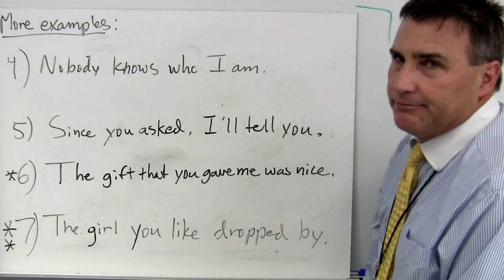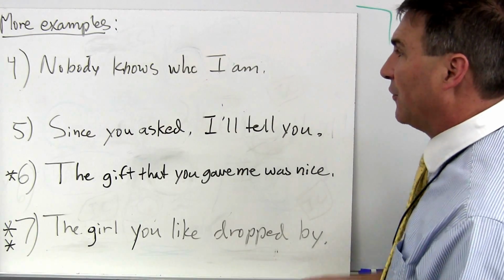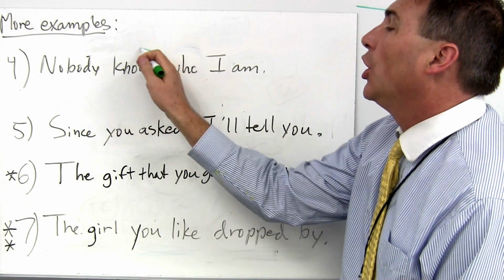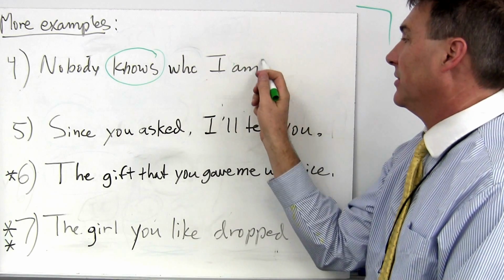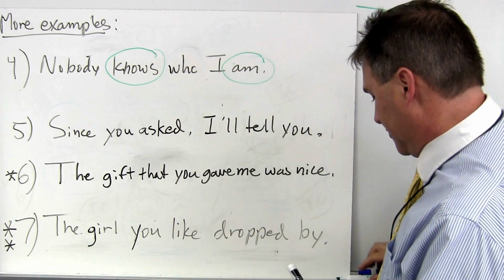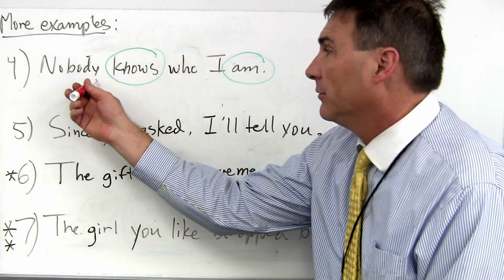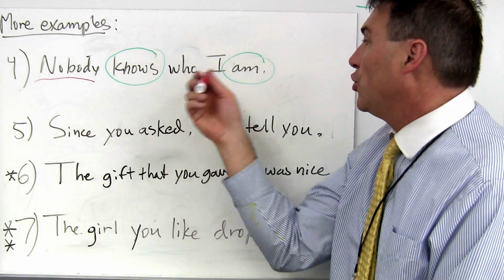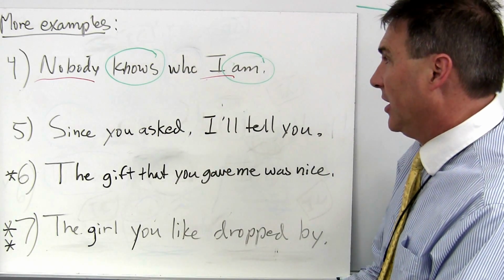Nobody knows who I am. Well, hopefully that's not true of you, but let's look for our verbs. First verb, nobody knows. To know, that's a verb. Who I am, again, to be, linking verb. So those are our verbs. Where are our subjects of those verbs? Who knows? Nobody knows. Who is, am, was, or were? I am. So there we have it.